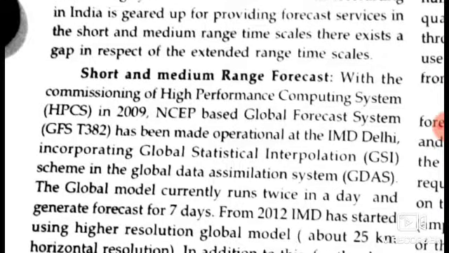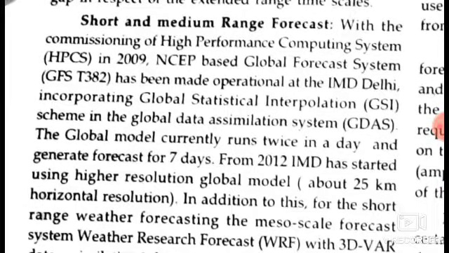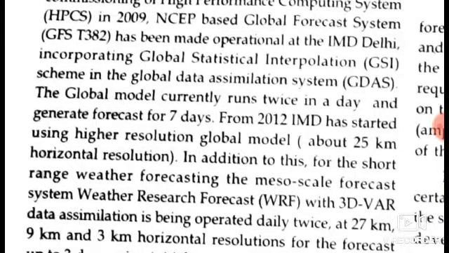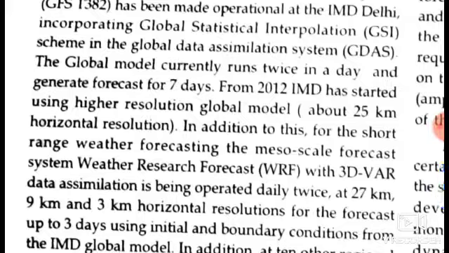With the commissioning of the high performance computing system HPCS in 2009, the NCEP-based Global Forecast System GFS T382 has been made operational at IMD Delhi, incorporating the Global Statistical Interpolation GSI system in the Global Data Assimilation System. The global model currently runs twice a day and generates forecasts for 7 days. From 2012, IMD has started using a high-resolution global model of about 25 km horizontal resolution.